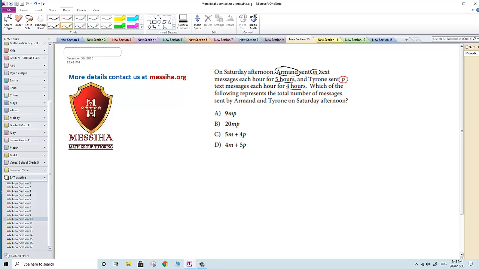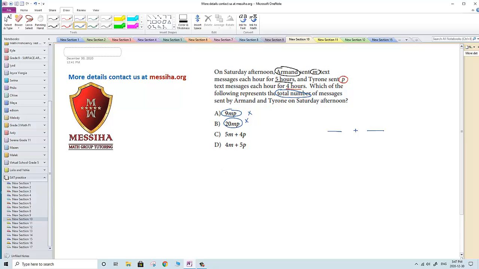Which of the following represents the total number of messages sent by Armand and Tyron on Saturday afternoon? So the keyword here is the total number. Total number, that means something plus something. So anything with multiplication is not accepted. They are wrong. So now I have two options, C or D.